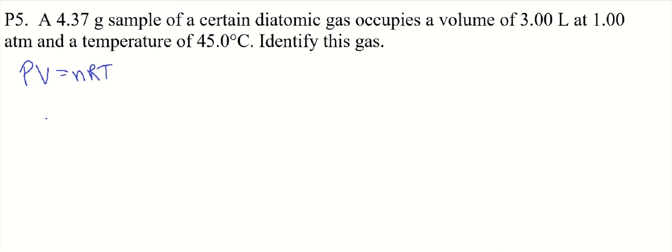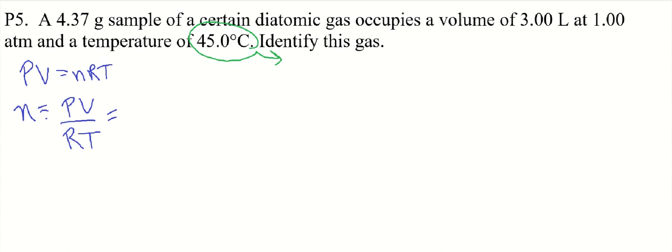So identify the gas. Well, we're going to need the number of moles. Does it give us pressure? Yes. Does it give us volume? Yes. Does it give us temperature? Yes. It's giving us everything but moles. So we've got to figure out moles. Moles is represented by n. Let's divide through by R and T, and we're going to get pressure times volume over the gas constant R times T.